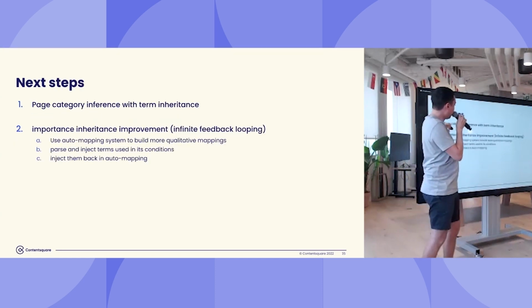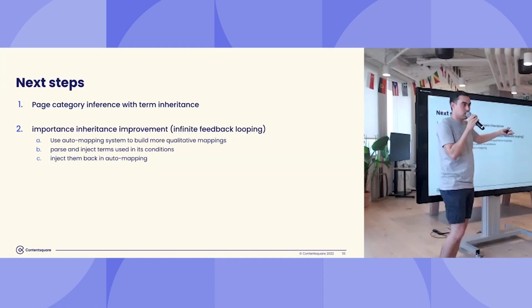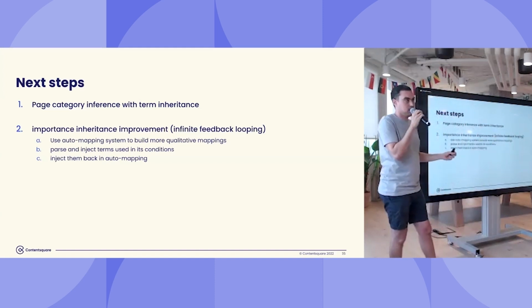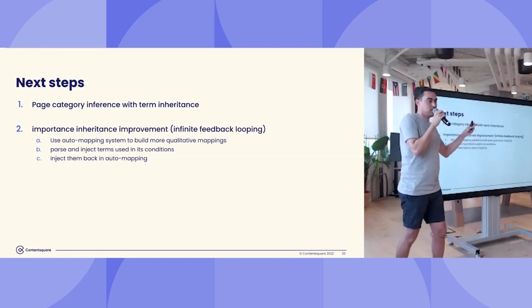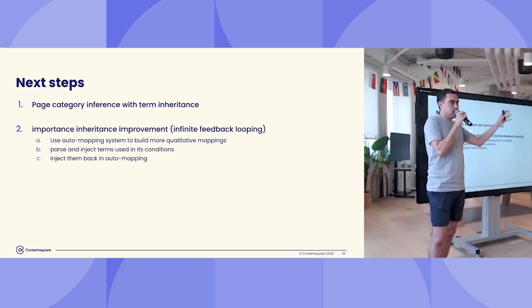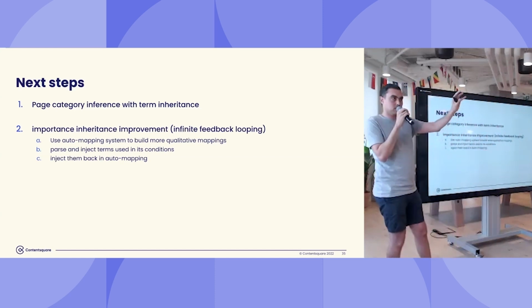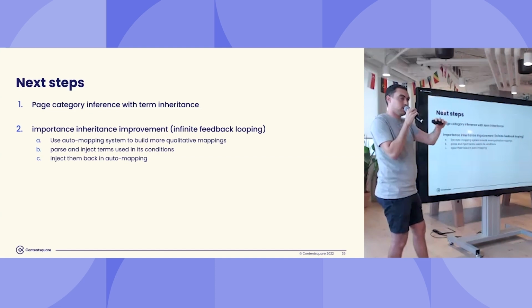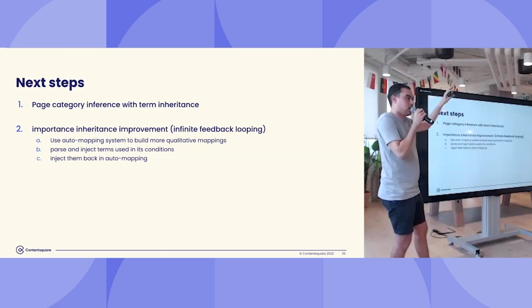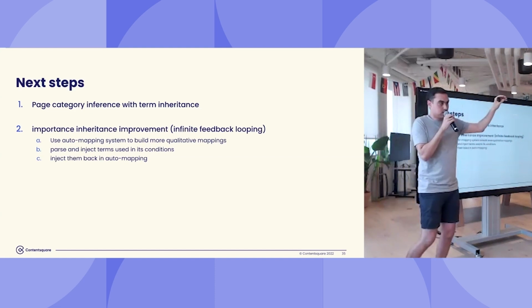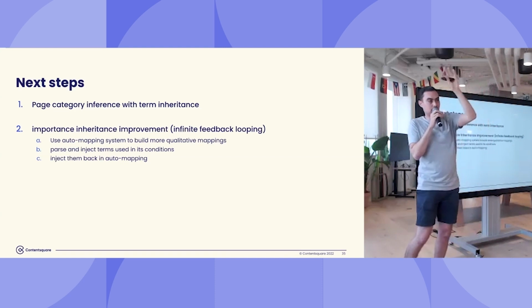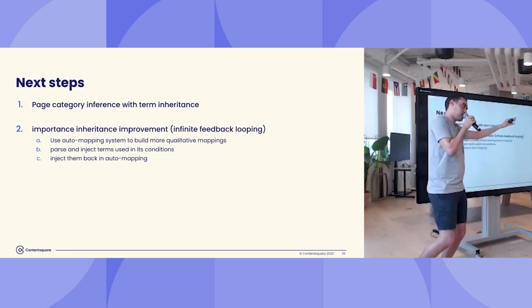What we're going to do for the page category inference for each cluster is going to be based on the same idea as the importance inheritance mechanism. For each universal important term in the database, each term is going to be linked to one page category. Applying the same mechanism of inheritance and importance, we can say, okay, this cluster uses this condition that uses this important term that has this page category. So it's going to be this page category.